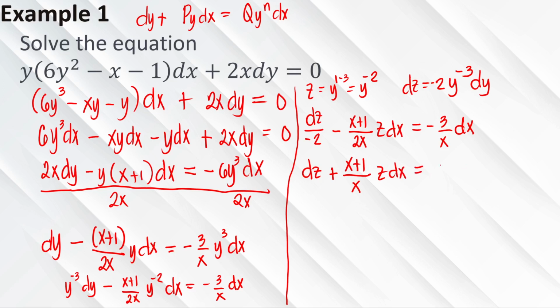Then, dito naman, magiging positive 6 over x dx na siya. So, linear in z na ito. Wherein, ang p natin is yung katabi, yung may dx na katabi ni z, which is x plus 1 all over x, or that is 1 plus 1 all over x. So, we will look for the integrating factor.